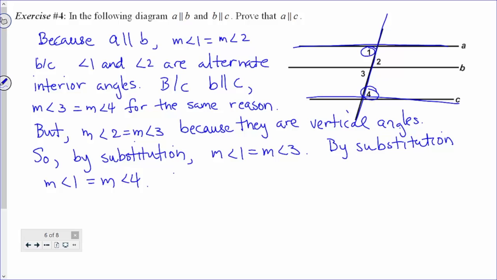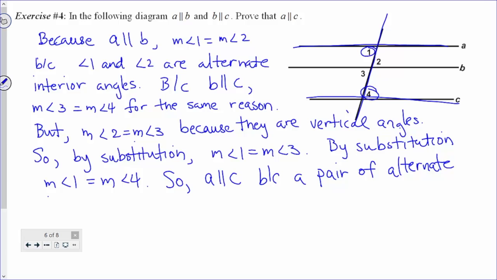And I can now finish it, so A must be parallel to C because a pair of alternate interior angles are equal.